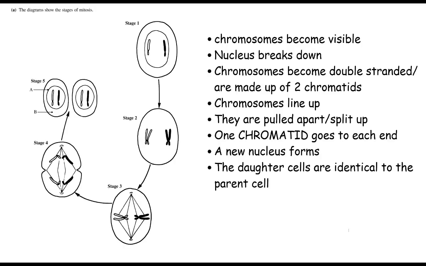Okay, so this is what you can have. So the chromosomes become visible, which we can see in this part. The nucleus breaks down, which happens between stage 2 and 3. The chromosomes become double-stranded. The chromosomes then line up in the center, and they're pulled apart, or they're split up. So one chromatid goes to each end, and then new nuclei form, and the daughter cells are identical to the parent cell. Or you could say that they are clones.